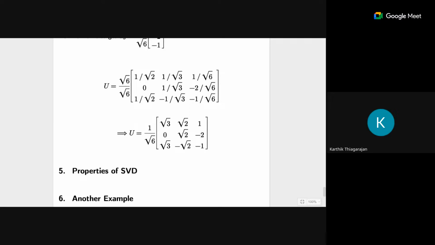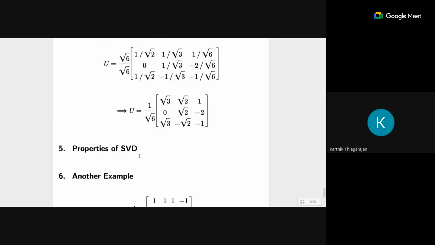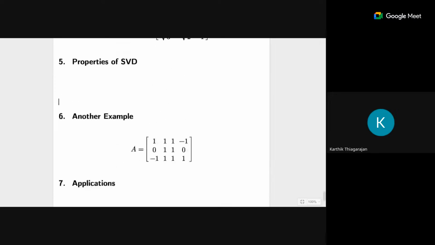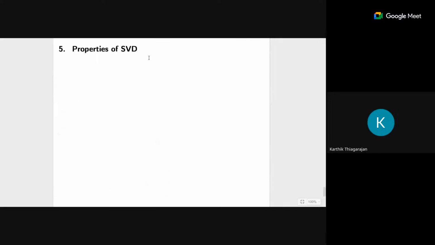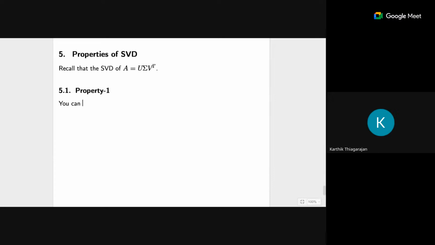Okay. So we look at some properties of SVD before going to the final example. Recall that the SVD of A is U sigma V transpose. Okay. So there are several interesting properties. Property 1 is that you can express A, or rather we use the plural, so we can express A as the following sum of rank 1 matrices.